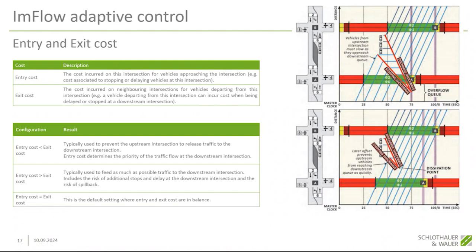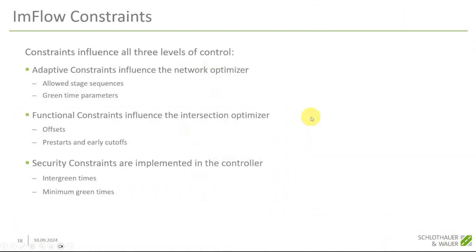The other side is when you say, okay, but there are certain parts in my control that I need to make sure work. This is the so-called constraints. Constraints are setting boundaries for your control and saying, okay, there are certain stage sequences that I cannot allow, or there is a certain green time that I have to make sure that a certain direction always gets, or I have to make sure that there is a certain offset between two signals.